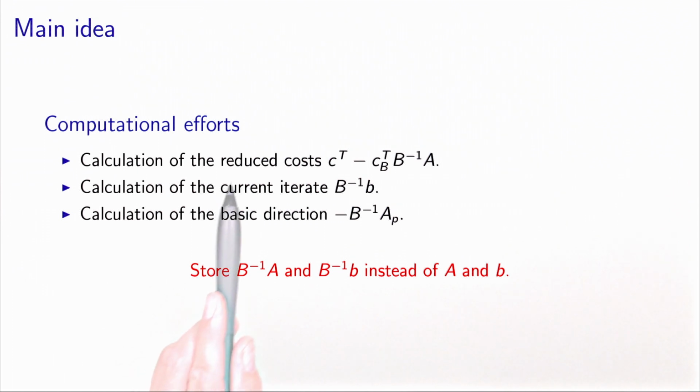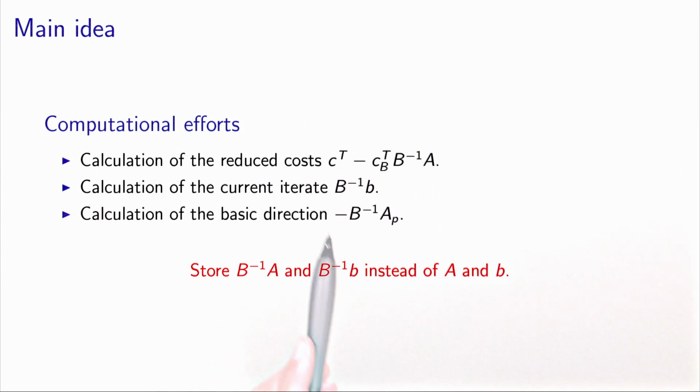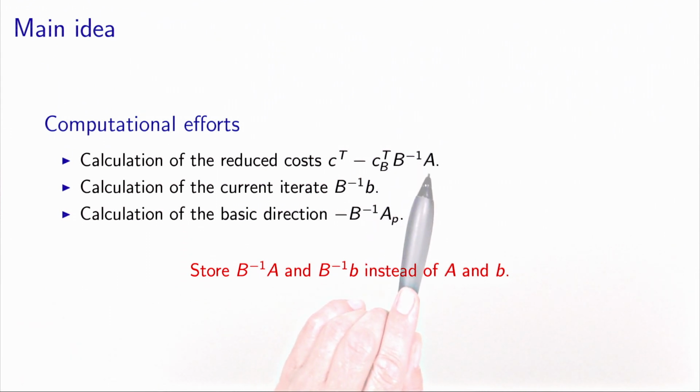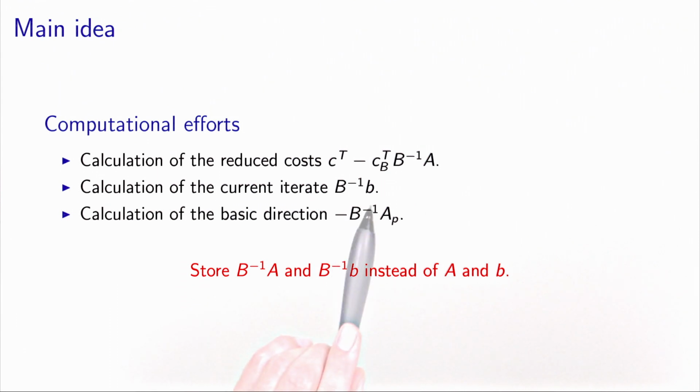First, we need to calculate the reduced cost in order to identify a descent basic direction. Then we need to calculate the entries of the current iterate for the basic variables, which is B^-1 b. And the calculation of the basic direction itself involves B^-1 times a column of A. So if you look at these three quantities, they always involve the multiplication of the matrix B^-1 with either a column of A or with the vector b.